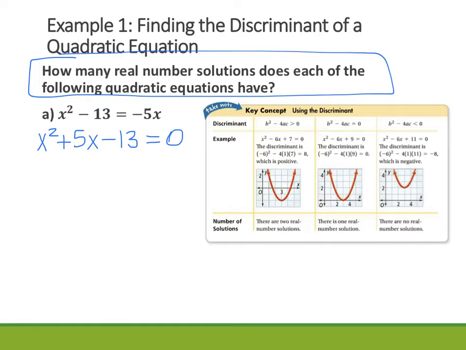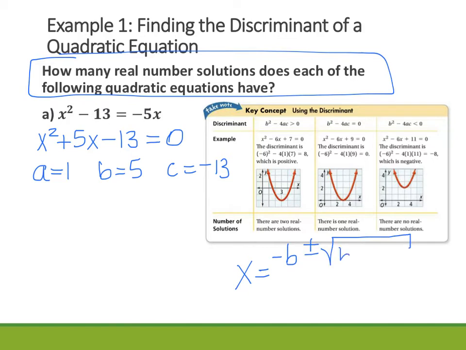Next step. Go ahead and designate your values of a, b, and c. Like so. Remember that we're going to be using those for the discriminant. We're also going to use them for the formula at large. Now keep in mind, the formula is x equals negative b plus or minus the square root of b squared minus 4ac, over 2a. The discriminant is this section here under the square root sign.